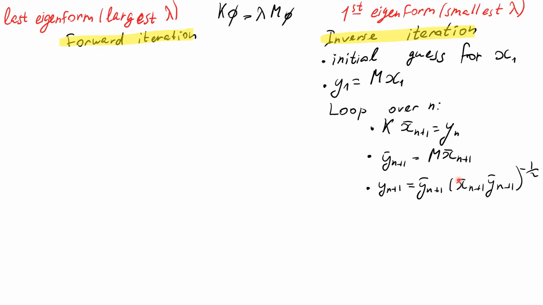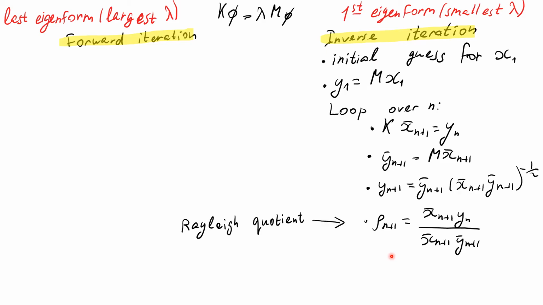Then we normalize or rescale our vector y bar, and then we can obtain the eigenvalue with the Rayleigh quotient. And the last thing which we do in each step is we check for the convergence whether we have to stop the iteration or not. So we check whether the absolute value of the relative change in rho is smaller than the tolerance or not.